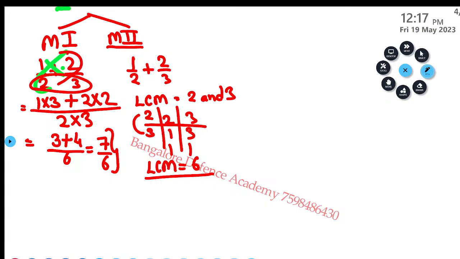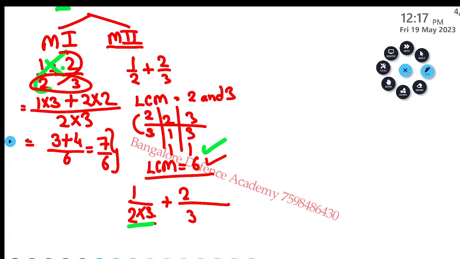Okay, now after this, how to do it? Look at the first number. The first number is 1 by 2. Okay, and the second number is 2 by 3. So here I am going to multiply 3 to the denominator. Now if you see, 2 into 3 gives me 6, correct? That's why I am multiplying 3 here.